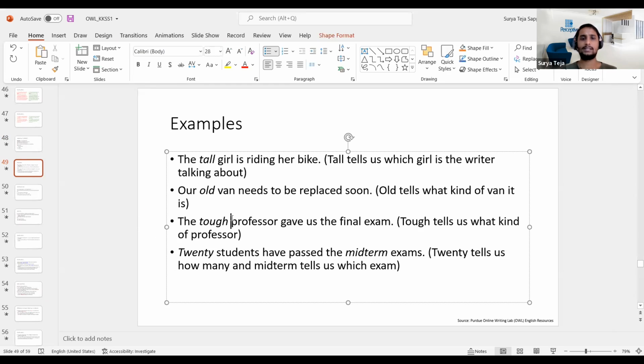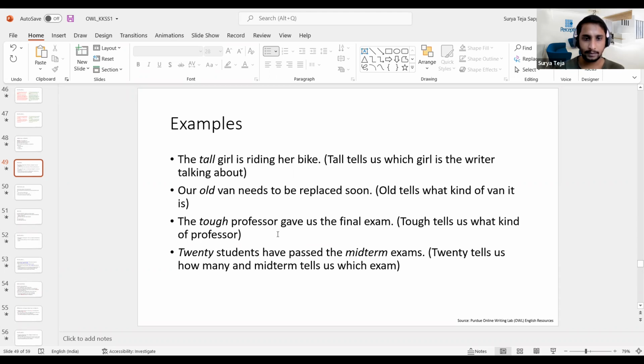If you see the third sentence here, the tough professor gave us the final exam. Here we're talking about the professor, and tough is modifying it. It is giving us more information about the professor. It is telling us what kind of professor it is. Is it tough? Is it lenient? Or is it jovial? So it is giving the reader or the one who is listening a sense of the professor's nature.